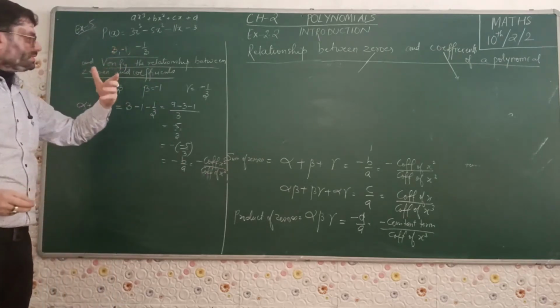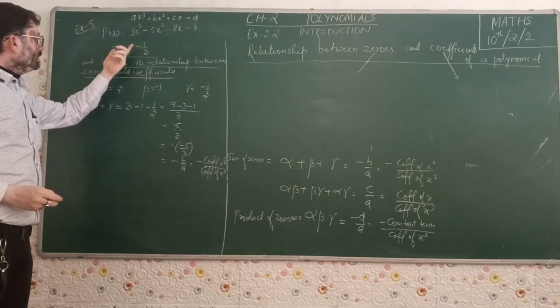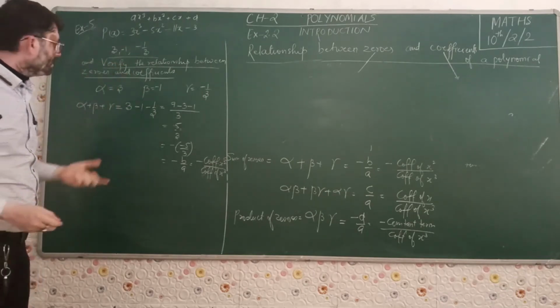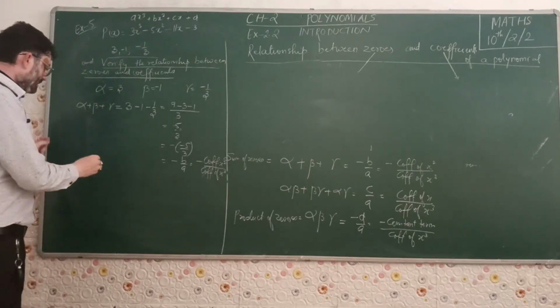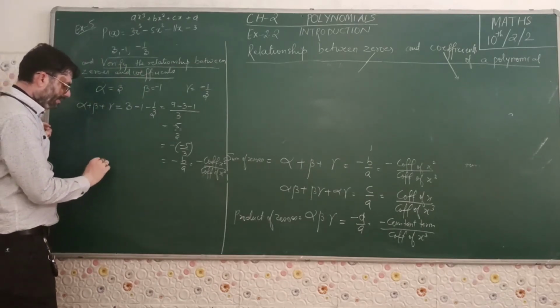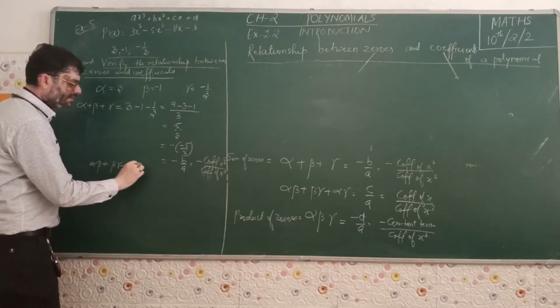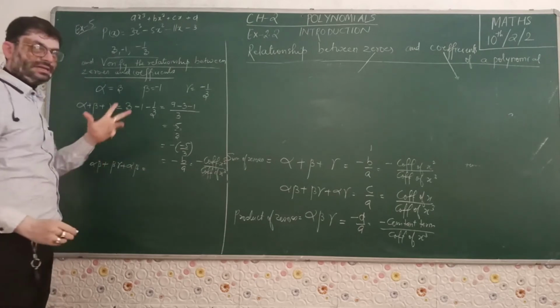It was a mistake in copying down the question from the textbook. In place of -1, it was written 1, so kindly consider it. The second we will be doing is alpha beta plus beta gamma plus alpha into gamma, that is we will multiply 2 at a time.